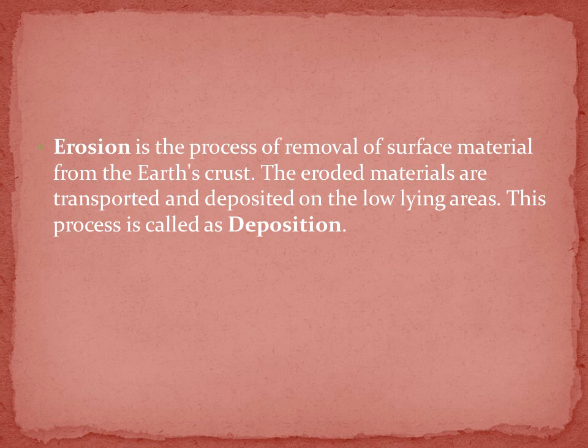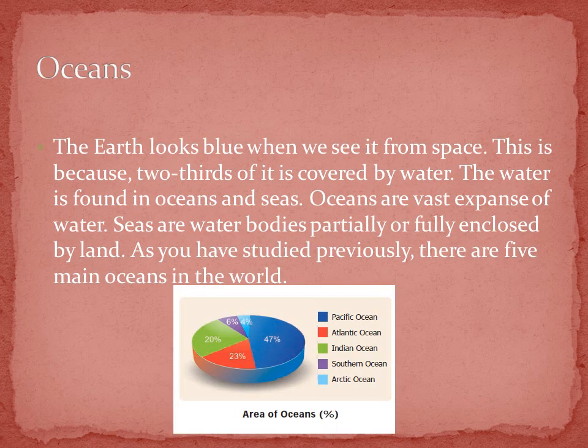Erosion is the process of removal of substance material from the earth's crust. The eroded materials are transported and deposited on the low-lying areas. This process is called as deposition. Oceans. The earth looks blue when we see it from space. This is because 2/3 of it is covered by water. The water is found in oceans and seas.